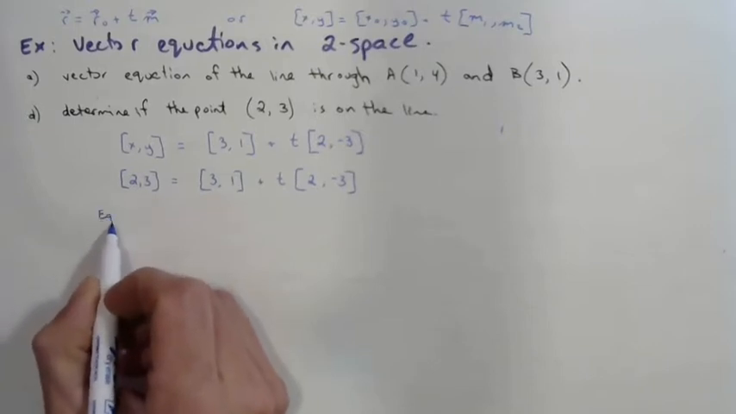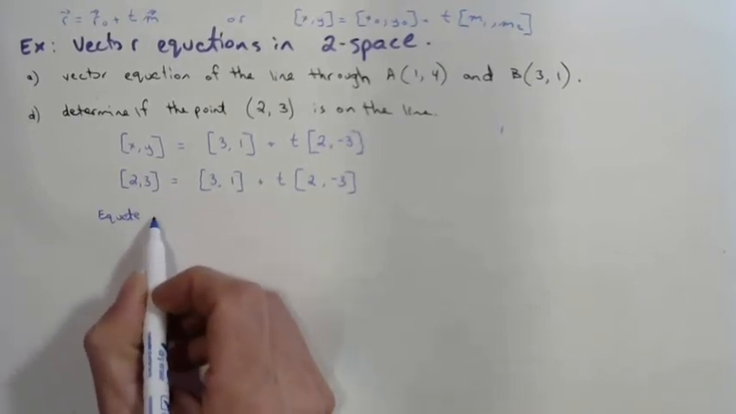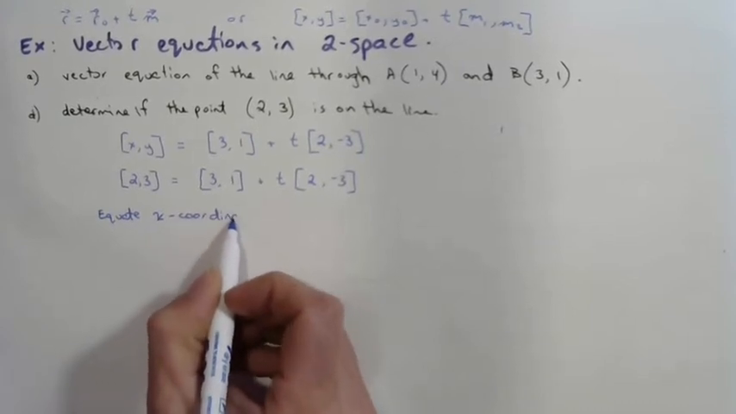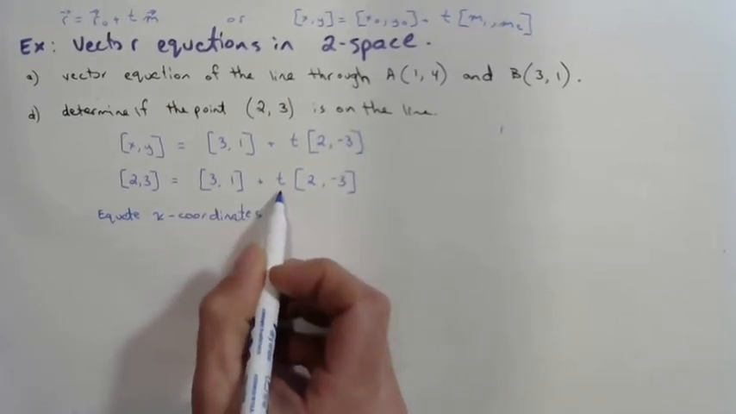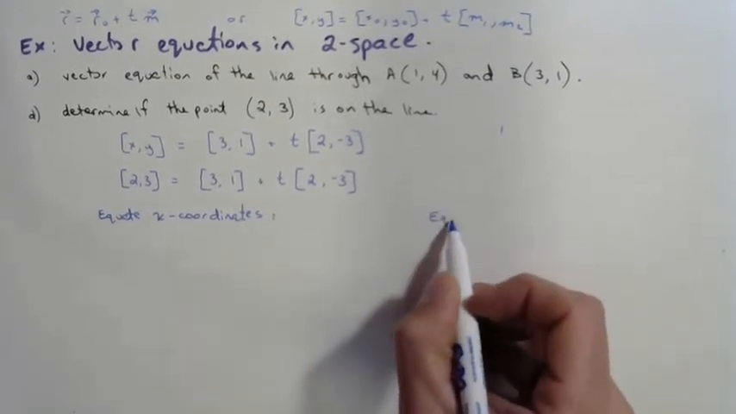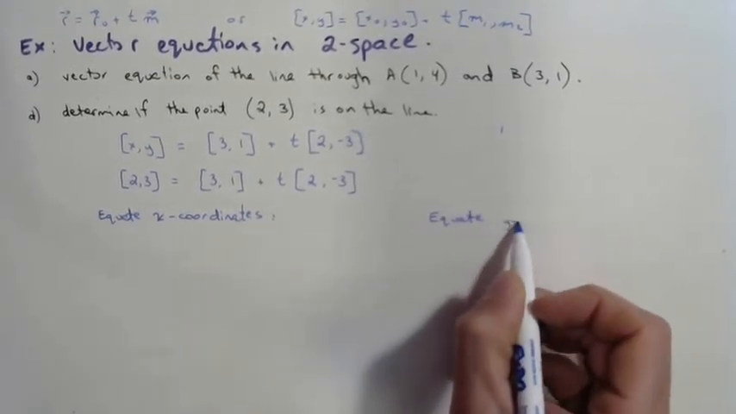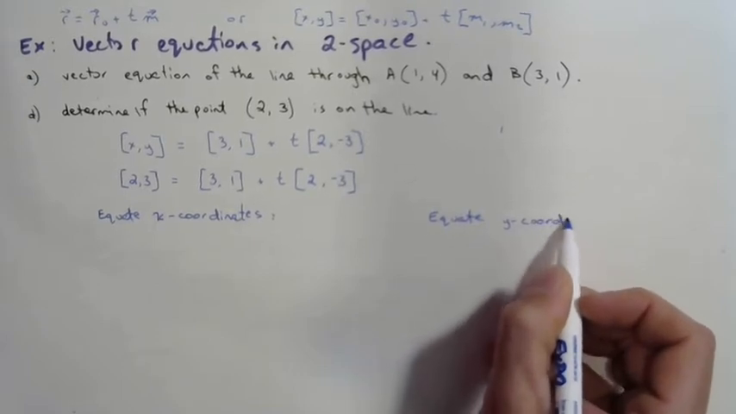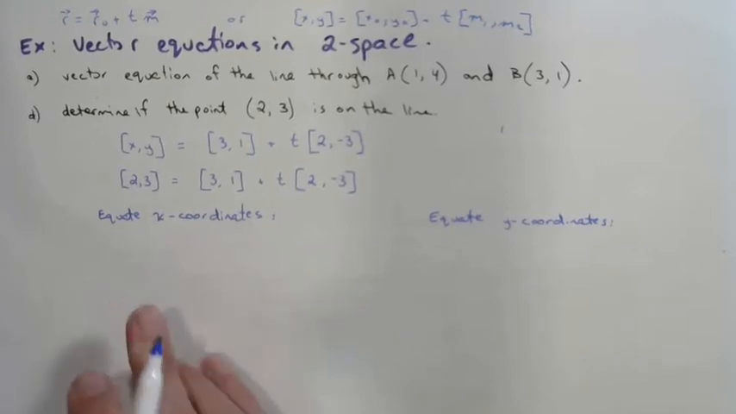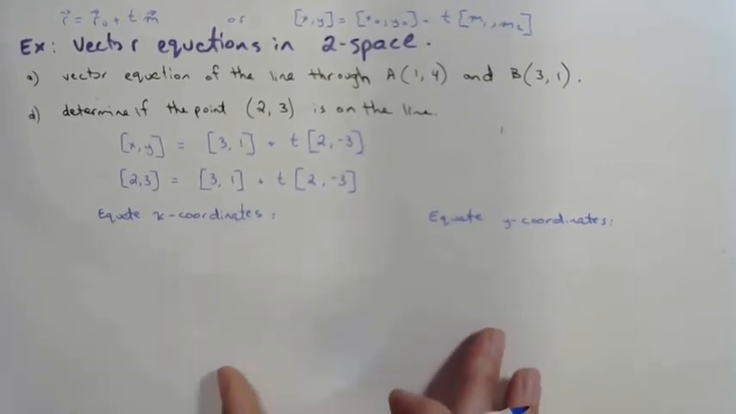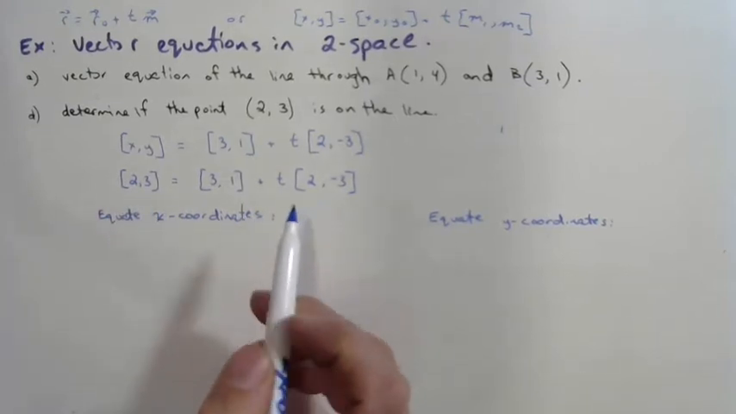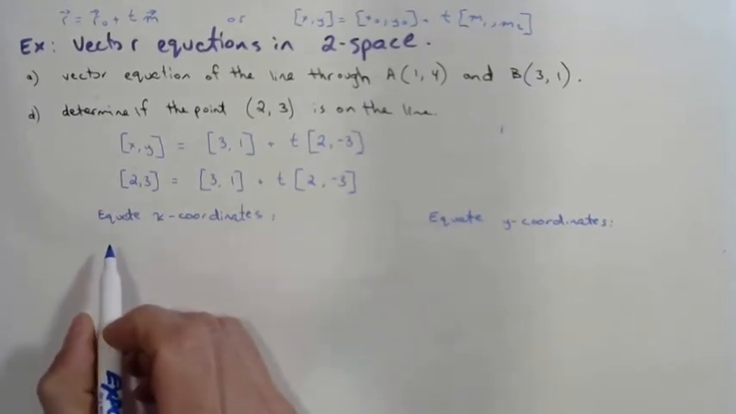Okay, so we're going to equate x coordinates, and we're going to see what value of t allows us to do that. And then we're going to equate y coordinates and see what value of t allows us to do that. And if they're both the same value of t at the bottom, then it works. Then 2, 3 is on the line. But if not, it isn't. Okay, so here we go.